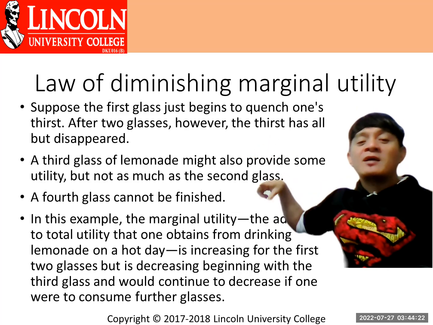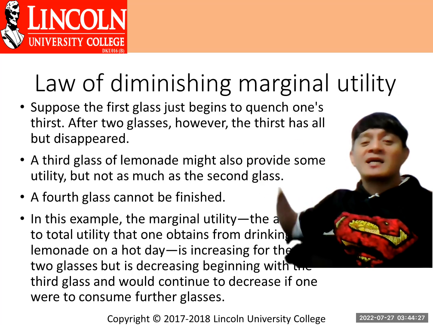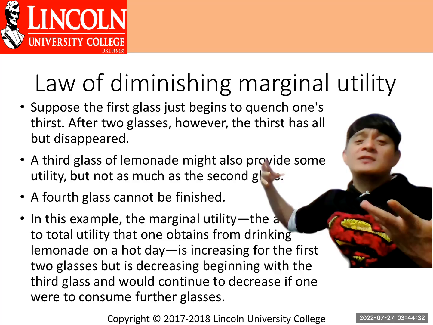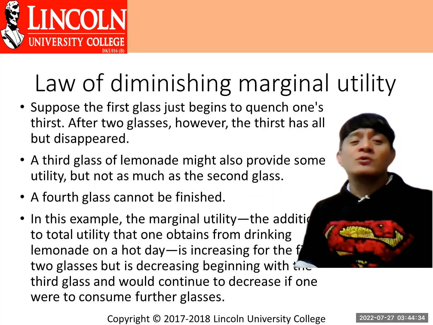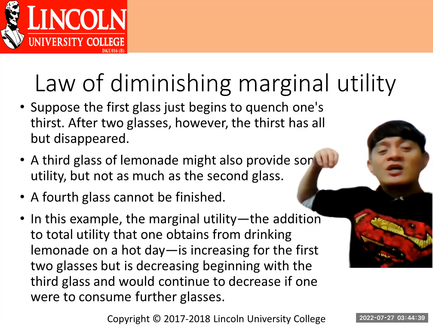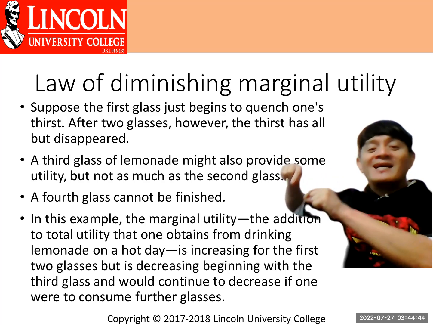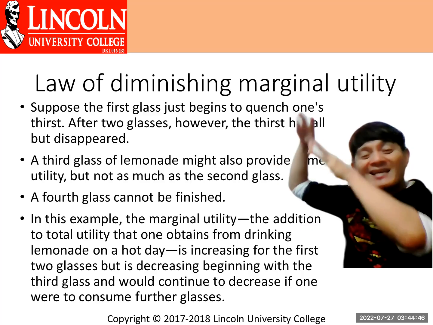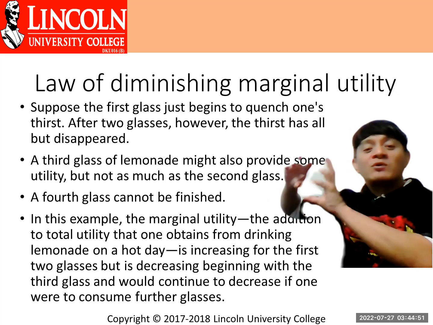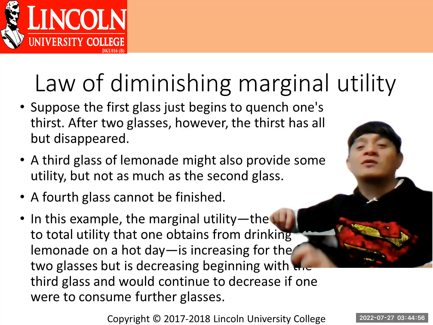And a third glass of lemonade might also provide some utility, but not as much as the second glass. Why? Because a fourth glass cannot be finished because they're not thirsty anymore. Therefore, the utility is useless. In this example, the marginal utility is diminishing, and the addition to total utility that one obtains from drinking lemonade on a hot day is increasing for the first two glasses, but decreasing beginning with the third, and would continue to decrease and diminish if one were to consume further glasses.